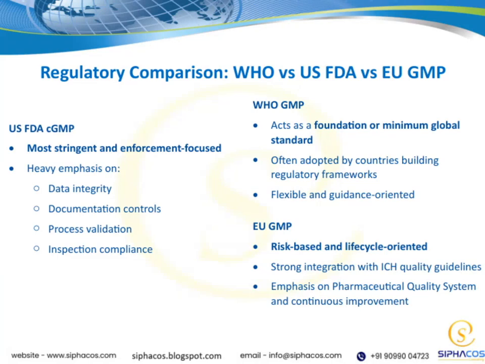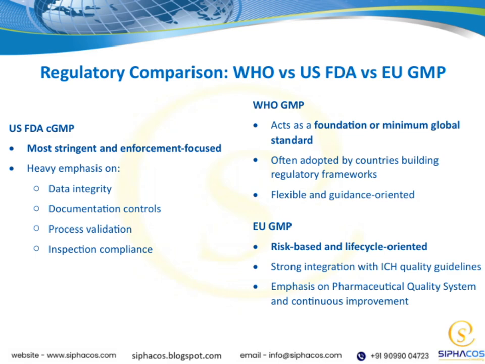Now, let's take a closer look at the regulatory comparison between WHO GMP, EU GMP, and US FDA CGMP. First, WHO GMP acts as a foundational or minimum global standard. It's often adopted by countries that are building or strengthening their regulatory frameworks. One of the key strengths of WHO GMP is its flexibility and guidance-oriented approach, making it adaptable across different regions and levels of development.